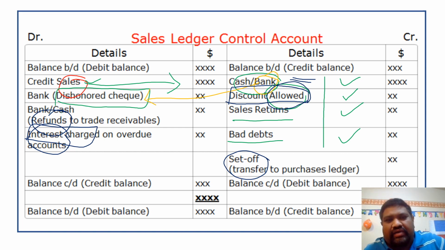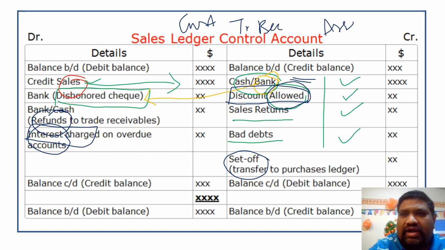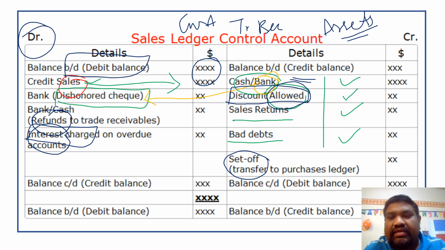Now the thing is about the opening and closing balances. The sales ledger, I told you, is about our customers, or trade receivables. The trade receivables account is the nature of an asset account. All asset accounts show a debit balance. So we write the debit balance. Got it? Sometimes what happens? This is a control account, I told you. If any last minute entries are there, I don't want to disturb my entire ledger book. I'll write the balance on the credit side.